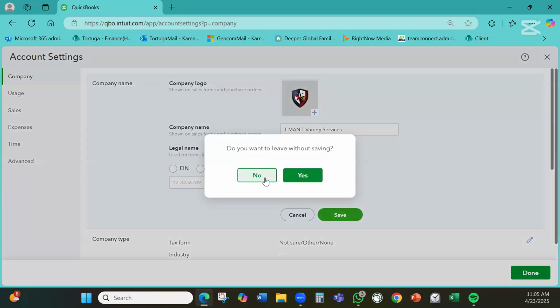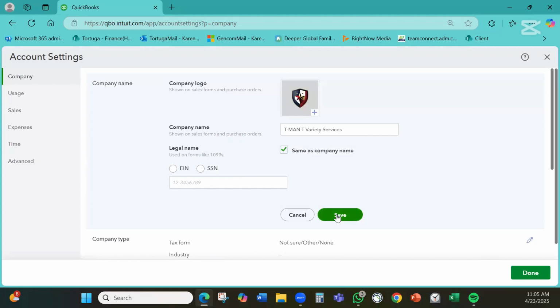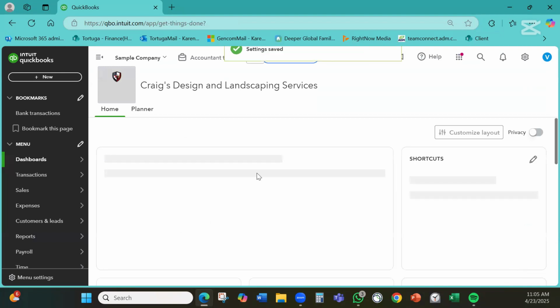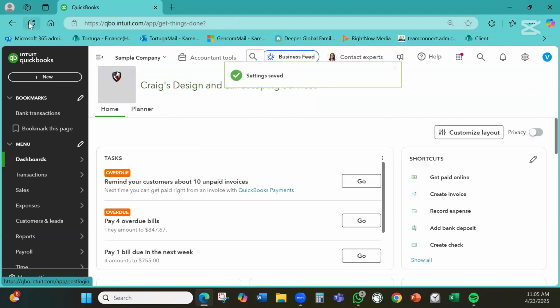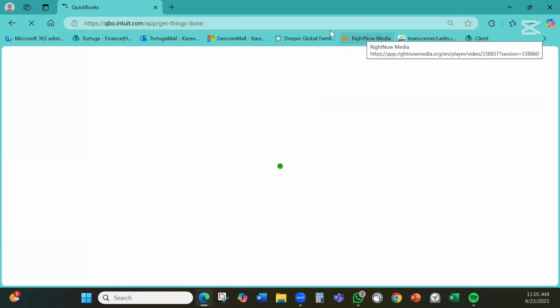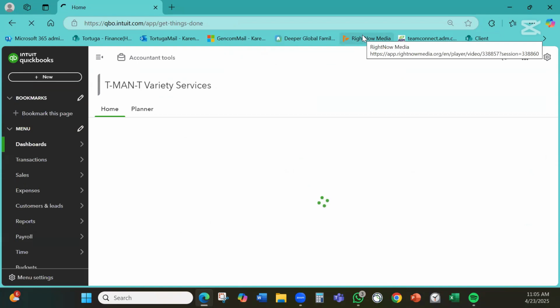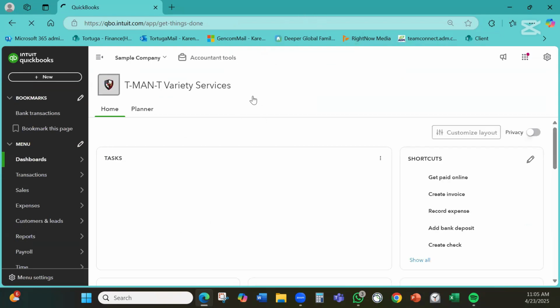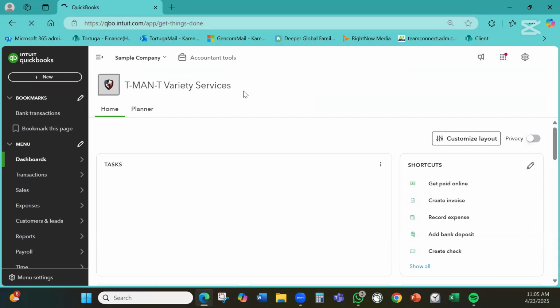I don't want to leave without saving, so I want to save, right? This company is called T-Man-T Variety Store. And I will just refresh it so that the setting I created comes up. All right, so this is now the company, T-Man-T Variety Store.